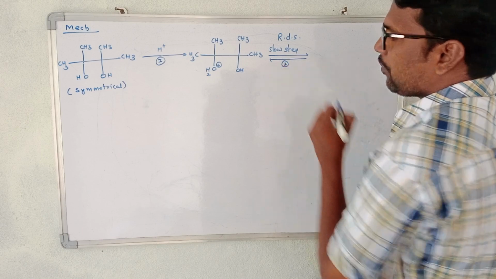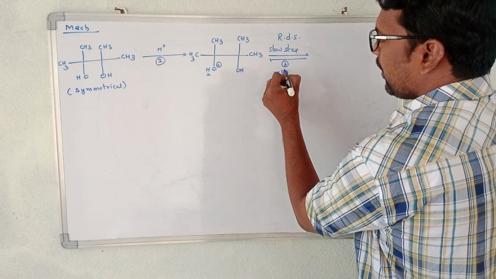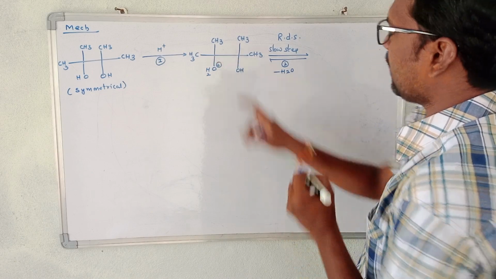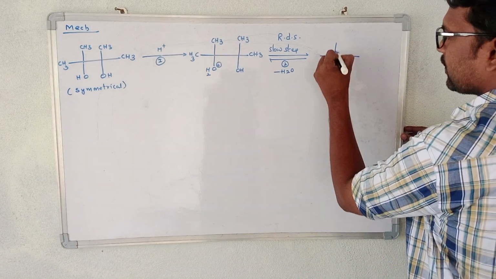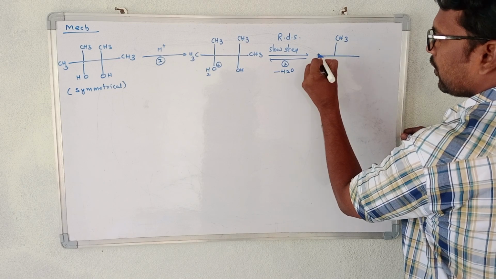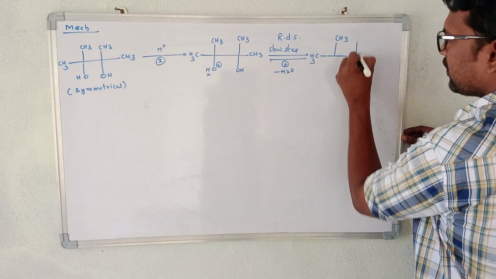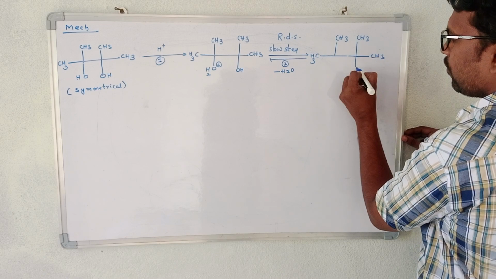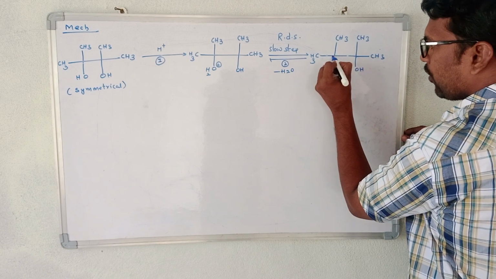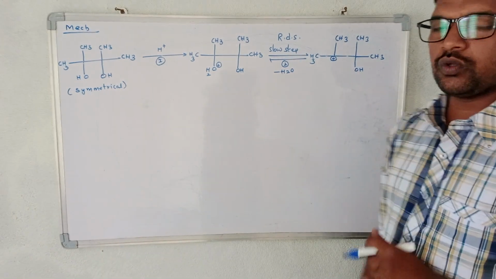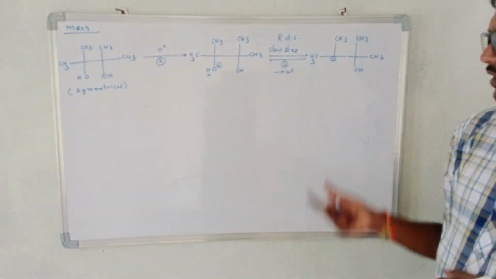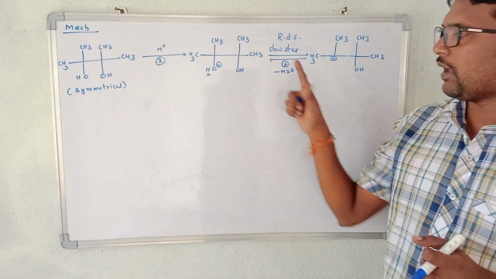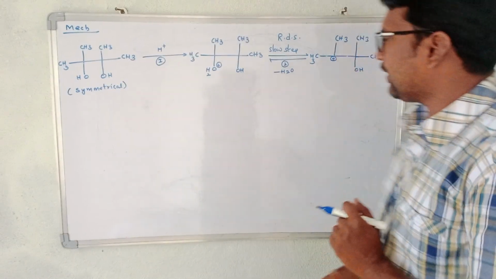In this rate determining step, H2O can be eliminated. After this, the plus charge can be present here. So we get a compound like this: CH3, and in this place CH3, OH is present. Now here positive charge is present. This positive charge formation, carbocation formation, takes place. So you remember this, in this mechanism, formation of carbocation is the slow step and it is the rate determining step.